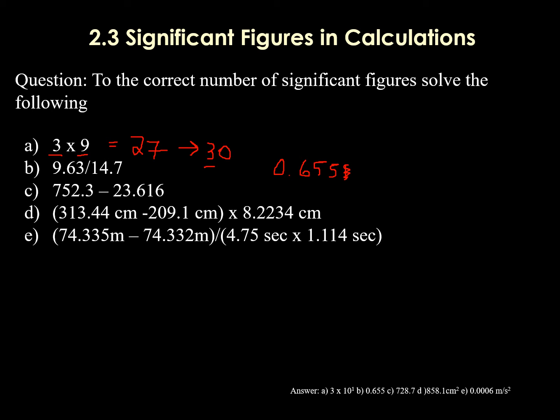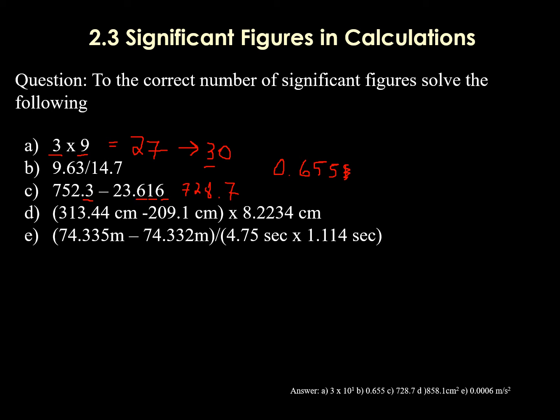For question C, again, it's the different rules, the least amount of decimals. In C, you have 1 decimal place, and you have 3 decimal places, so your answer needs 1 decimal place. So your answer should be 728.7. When you do the calculation, it comes out to 728.68. You round up to 728.7.